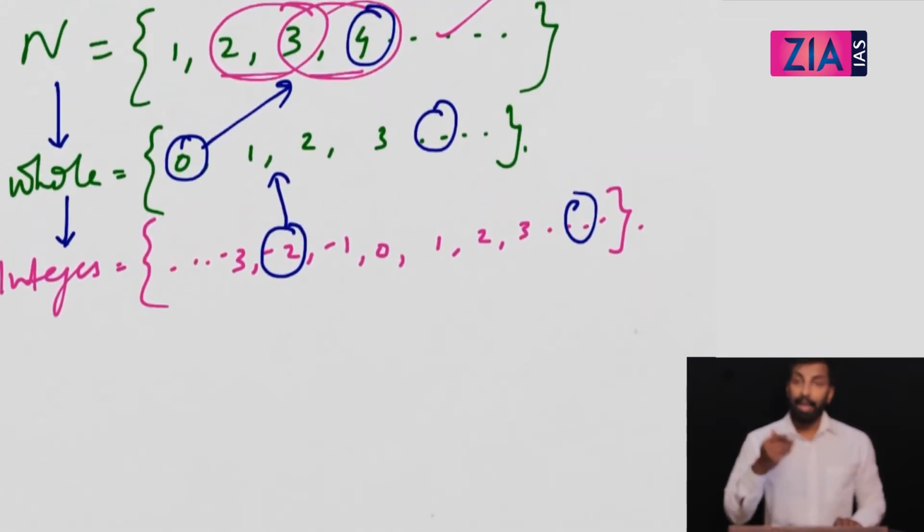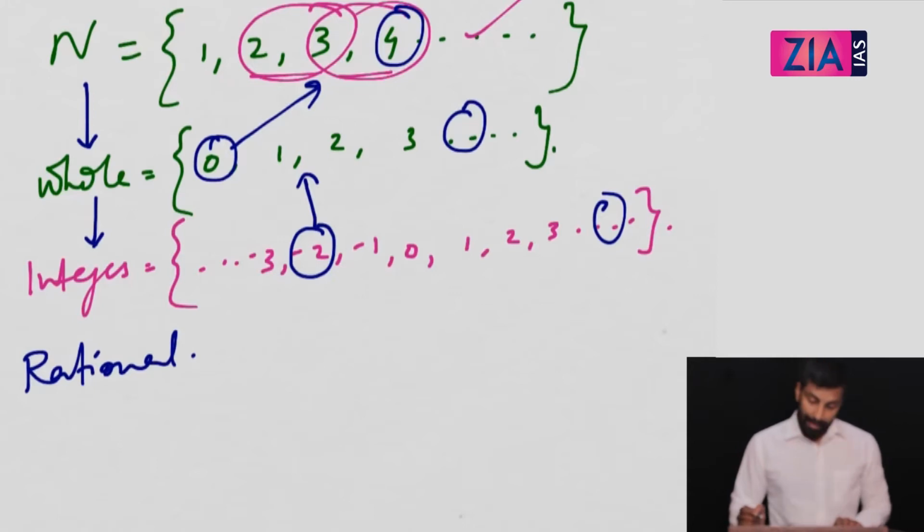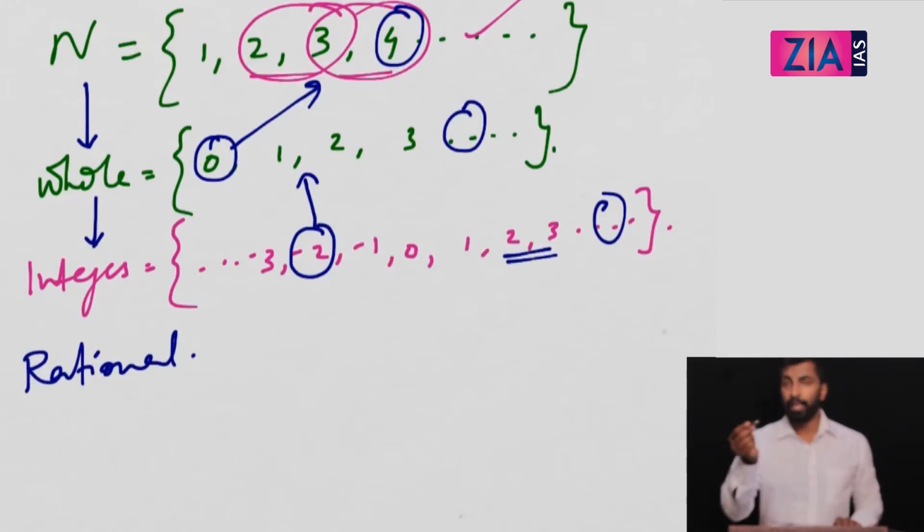Next is rational numbers. What do you mean by rational numbers? Again, you take two numbers from this. Let's take 2 and 3. 2 into 3 you get 6.